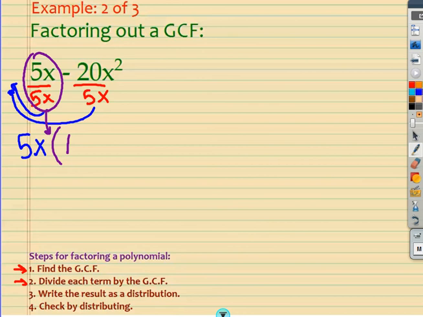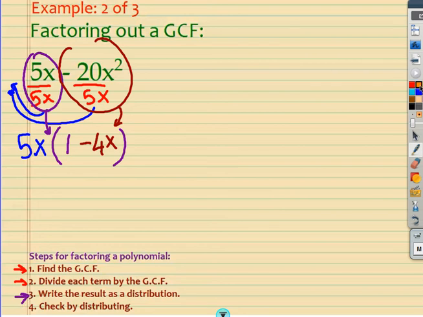On our next part, we have negative 20 divided by 5 is negative 4. X squared divided by x is x. So from the second term, after division, we got this. We can close the parenthesis, and this is our final answer in distribution form. We have 5x times 1 minus 4x.